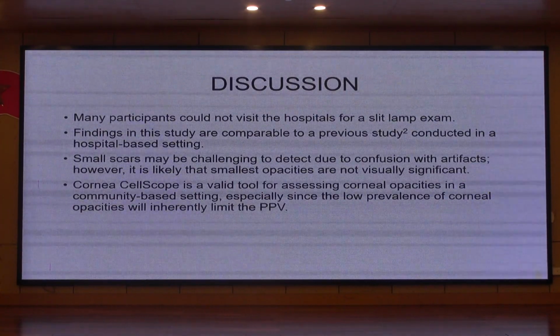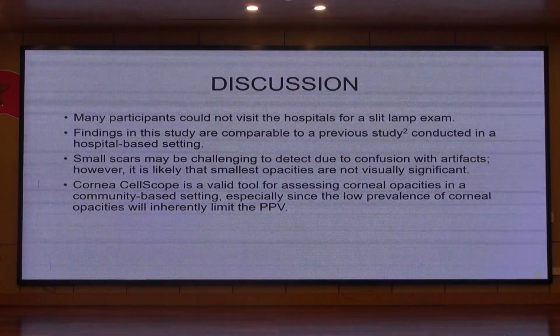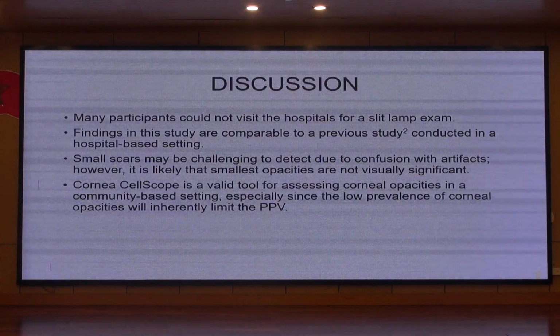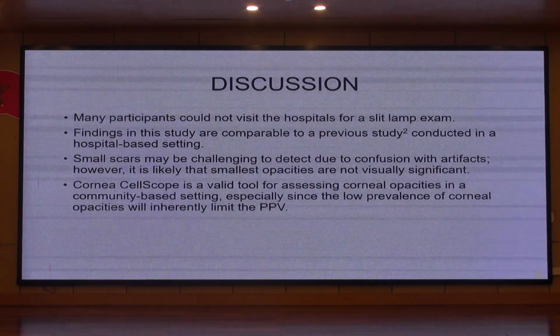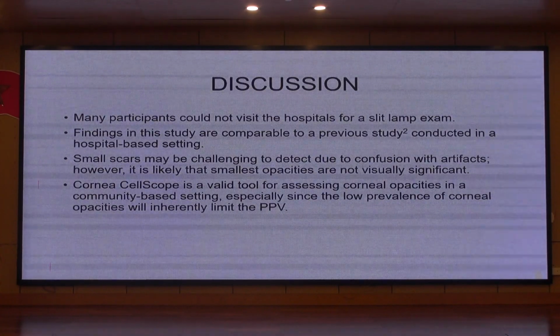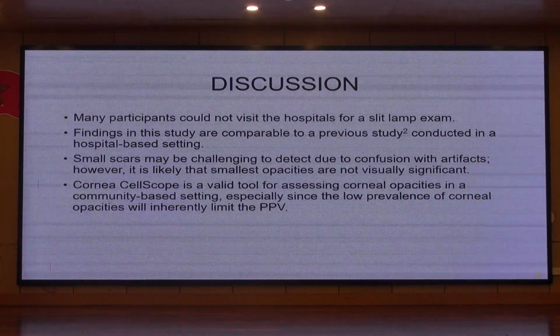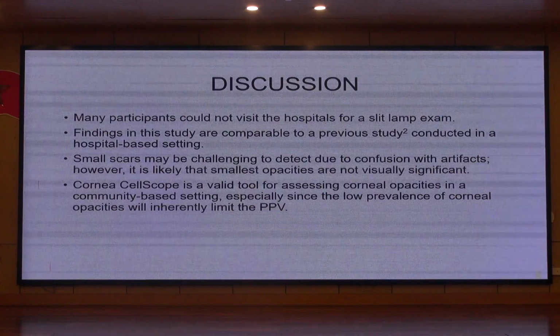For this study, the positive predictive value of the corneal photographs is about 40-60%, which seems not to be ideal. However, remember that the positive predictive value is inherently limited by the prevalence. And because the prevalence of corneal opacity in the community is so low, it's very challenging to get a high positive predictive value, no matter how good the equipment is. So the positive predictive value of corneal photographs in this study is about 40-60%, which is considered pretty good given the low prevalence of corneal opacity in the communities. Therefore, we conclude that corneal photography is a valid tool for assessing corneal opacities in the community-based setting.